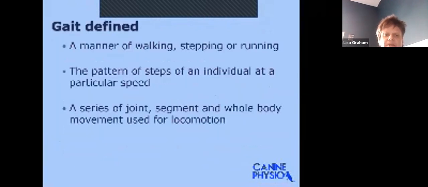So what is gait? It's got a pretty easy definition. It's a matter of walking, stepping, or running. It's movement, basically. The pattern of movement that an individual produces at any particular speed is what we're going to define as gait. And we've got to remember that gait is not just about footfall, it's not just about limb movement. It starts with the whole body, and then we can break it down into individual legs, and then into individual joints and segments. It's any part of the body that's being used for locomotion.